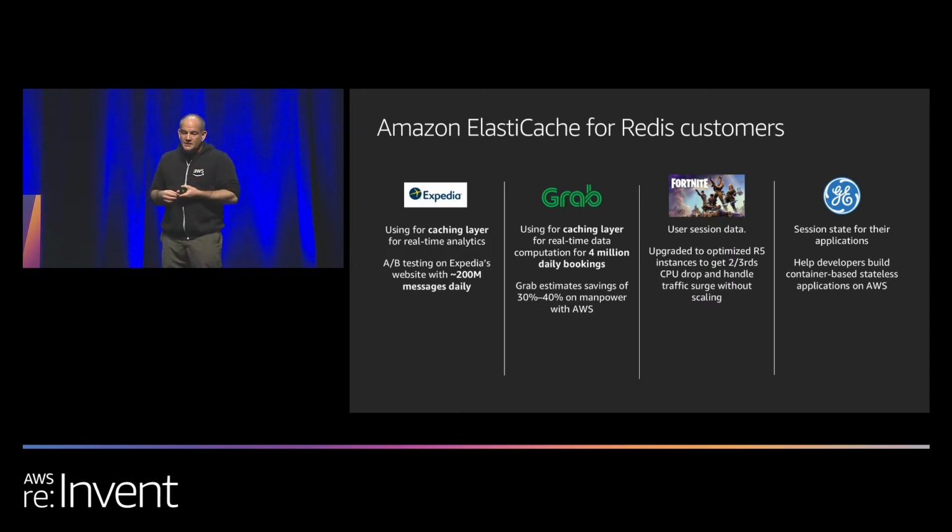Grab and other ride-hailing companies are using ElastiCache to essentially manage the drivers and the passengers around geographic locations. And without the performance and the scalability, it's very hard for them to do this sort of calculation in real time. With Fortnite, it's again a session situation where you have people playing together, and essentially those are shards in your Redis database, if you will.